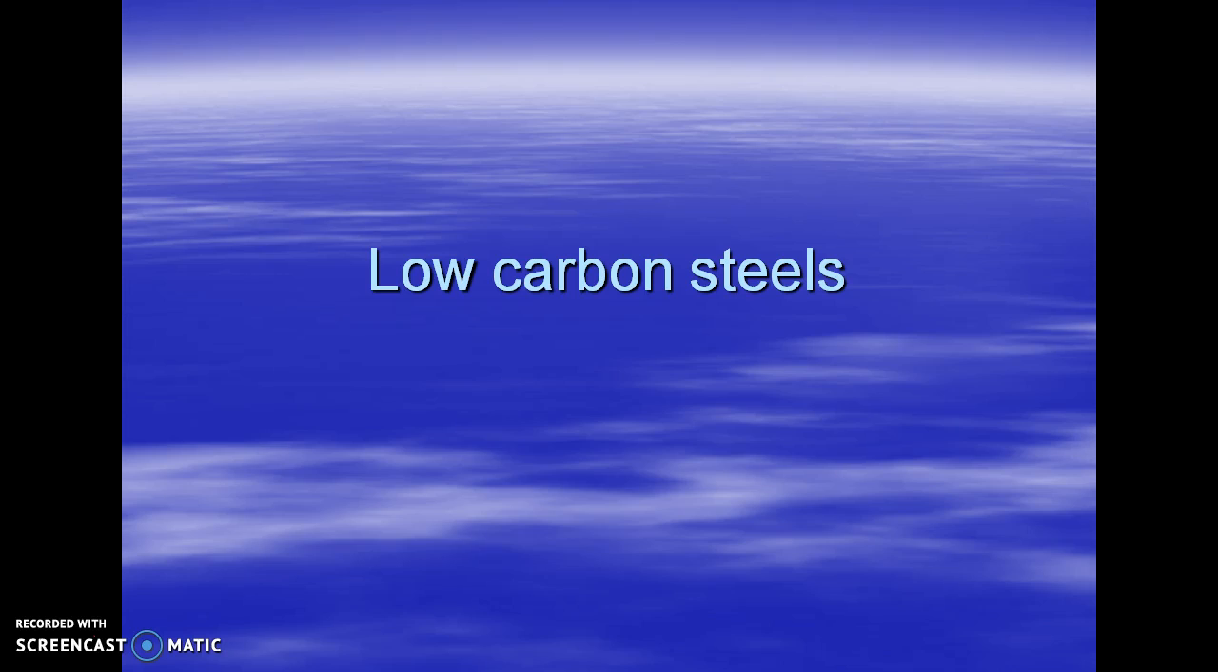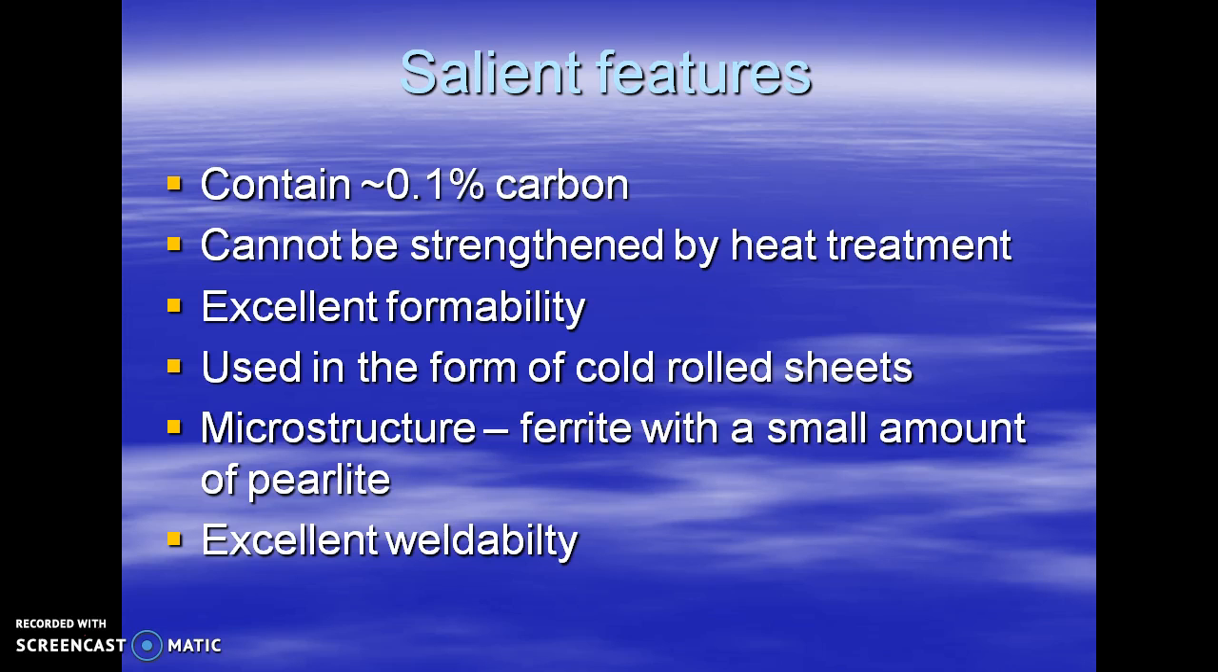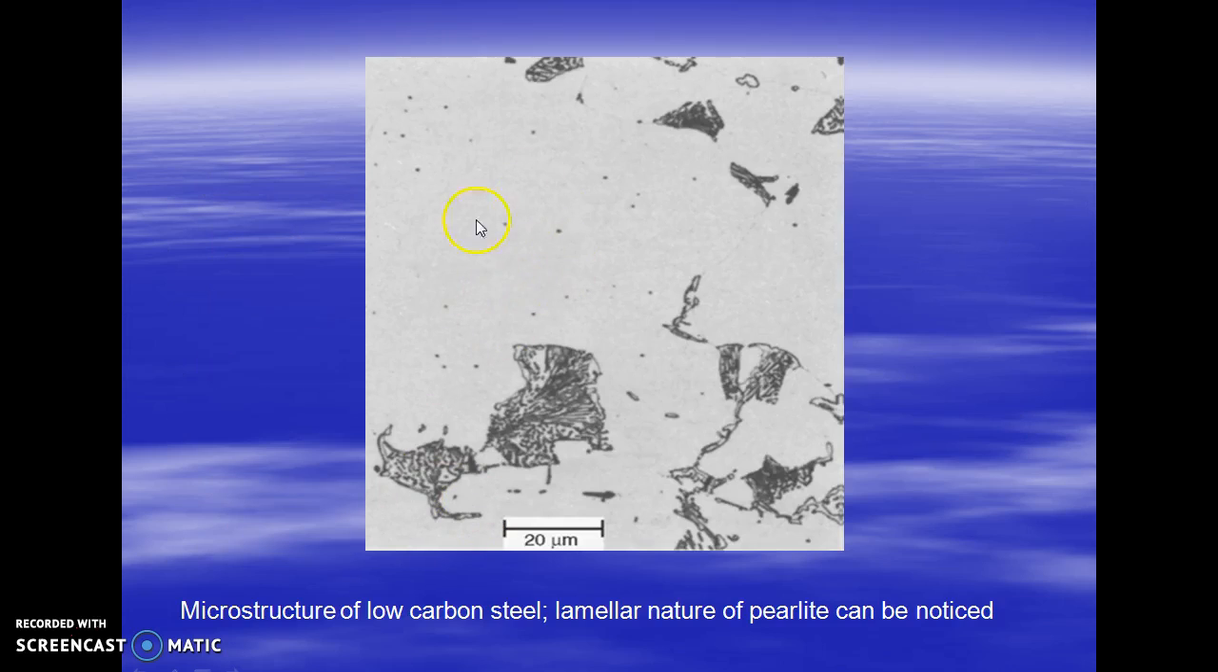Then we see the first type, low carbon steel. Here we can see that it contains up to 0.25% of carbon, cannot be strengthened by the heat treatment process, and it has excellent formability. The formability process used in the form of cold rolled steel is the main application you can see. Then its microstructure is very important: ferrite with a small amount of pearlite, and it has excellent weldability. So you can see the microstructure of the low carbon steel. The lamellar nature of the pearlite you can notice over here.